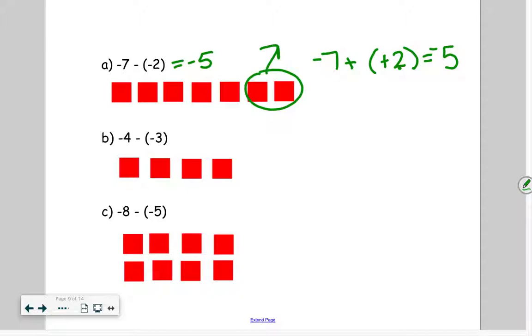Letter B, negative 4 minus a negative 3. Start with negative 4. Take away 3 negatives. Again, it doesn't matter what 3 negatives I take away. What are you going to have left? You're going to have negative 1 left.